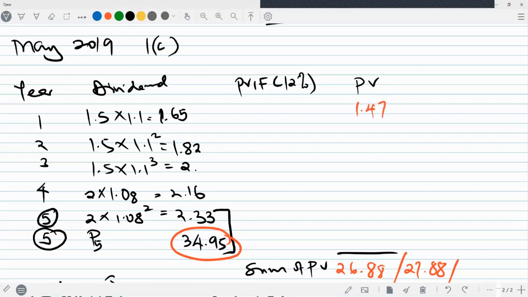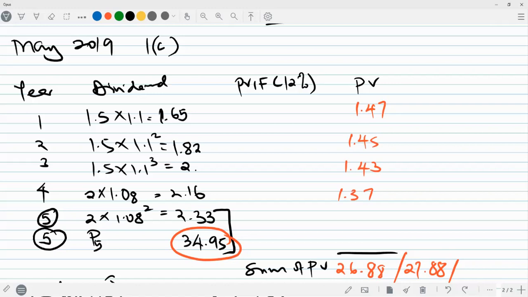$4.73, 4.47. Okay. Year 2, 45, 1.45. Year 3, 43, 1.43. Year 4, 37, 1.37. So year 5, did you discount individually or did you sum them up together?